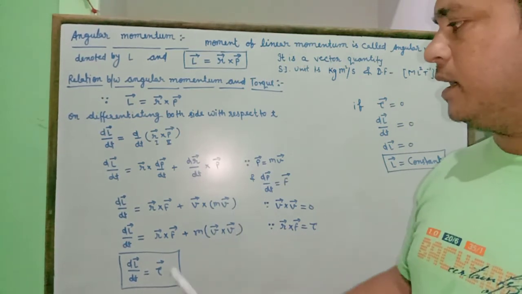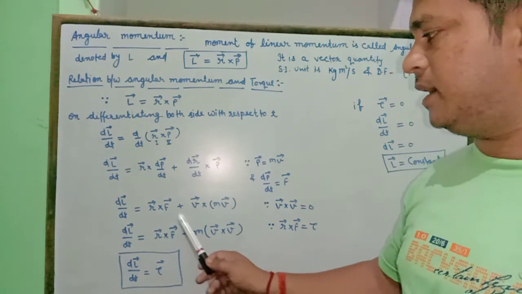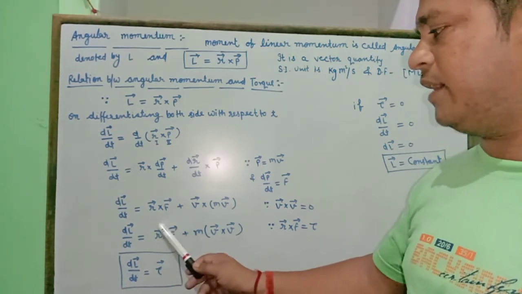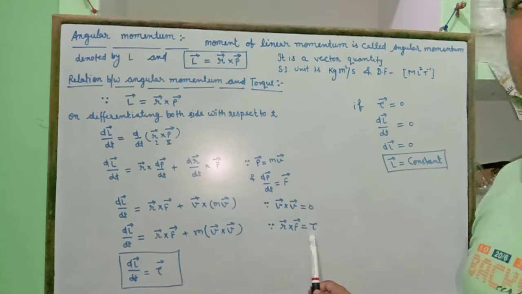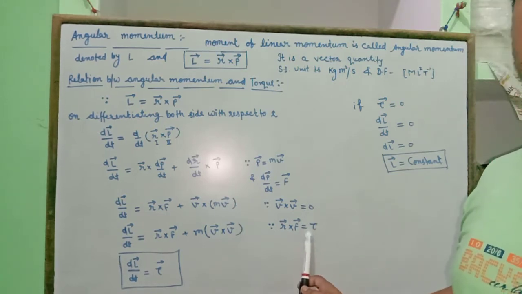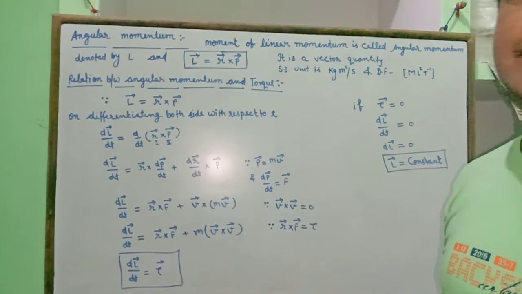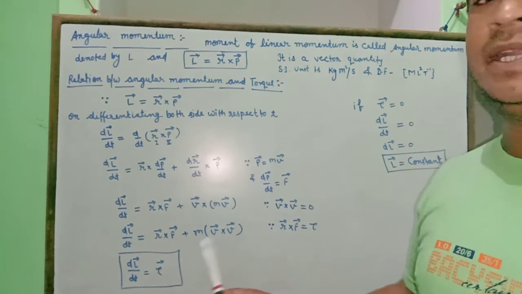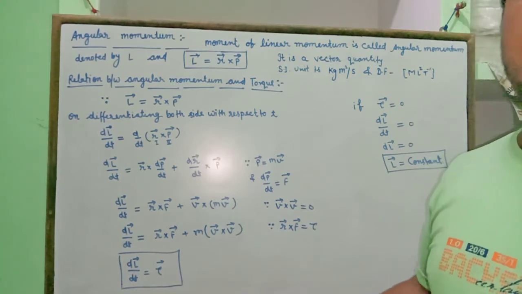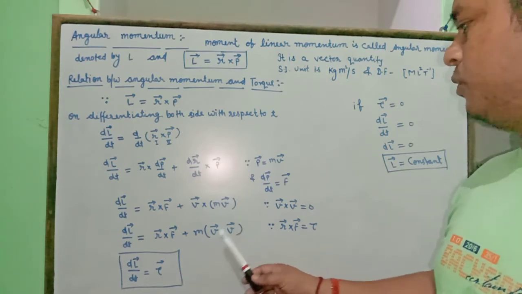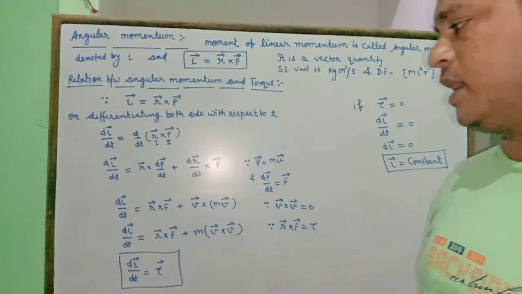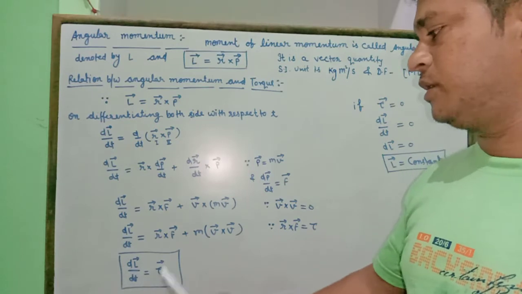Now dL over dt is equal to r cross F. This is called the torque. Moment of force is called the torque, and v cross v is the same direction. For the same direction, theta will be 0 and a cross b is equal to 0. So v cross v is equal to 0. Now dL over dt is equal to torque.